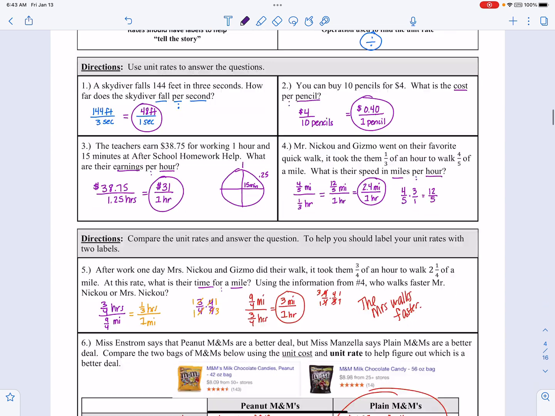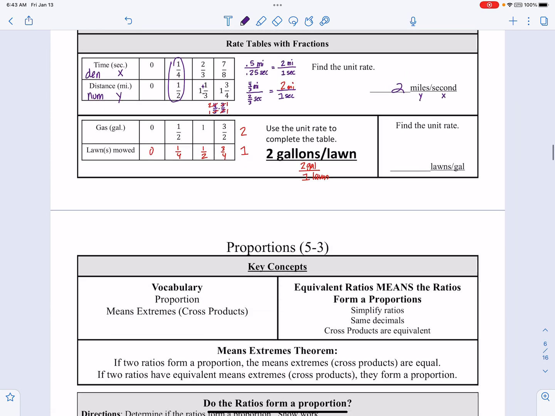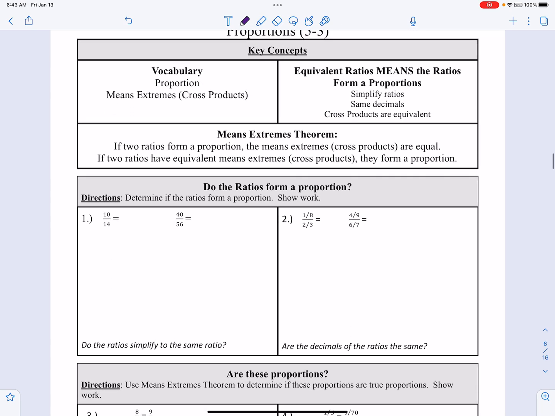All right, down we go to the lesson. All right, so your only new vocabulary here is proportion, and I'm going to keep that simple for you. A proportion, we've been setting ratios equal to each other, and this is just a formal way of saying when the ratios are equal to each other, they are proportional. And if they're not equal, then they are not proportional, okay? So we can also say that they form a proportion.